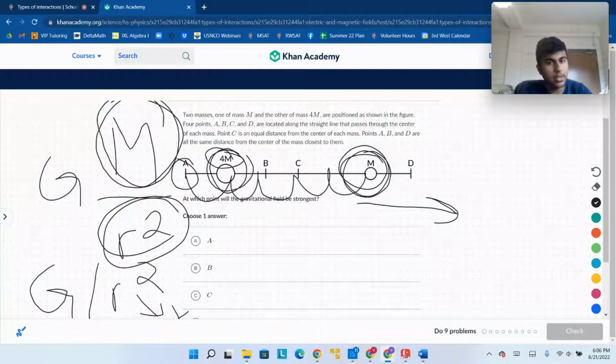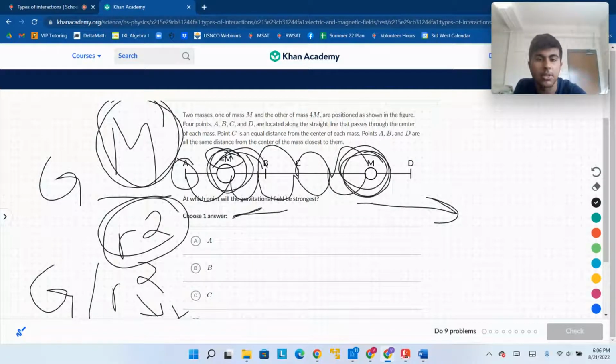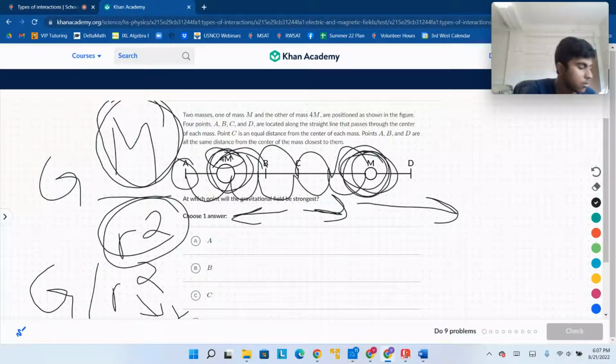Now for B, you have 1 away from here, so it's still going to be the 4x. And then here you have 1, 2, 3 away, so it's going to be x over 9. But this one is pulling B in this direction, and this mass is pulling B in this direction, so you have to subtract: 4x minus x over 9. And then for C, it's 2 away from here, so divided by 4, and 2 away from the other mass, so you have to divide that one by 4 as well. So you get 4x over 4 minus x over 4.